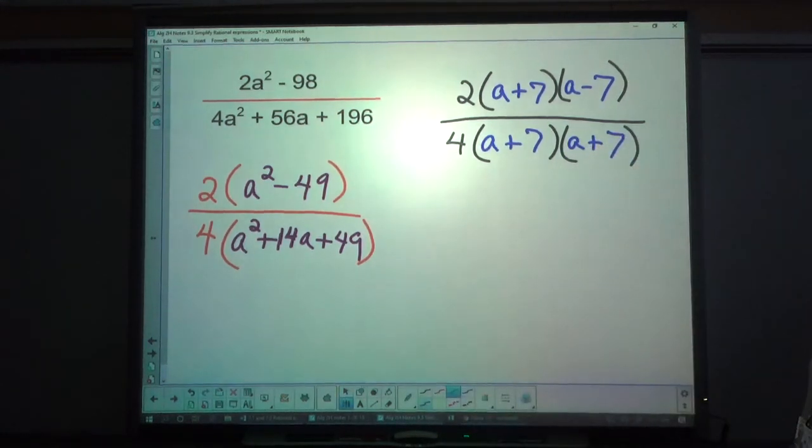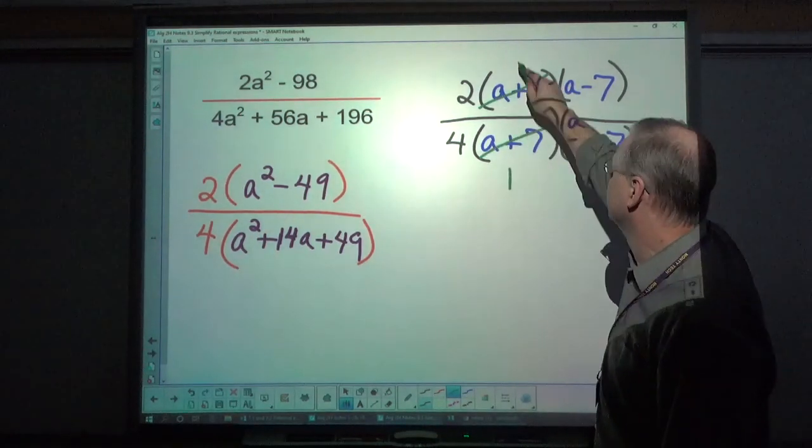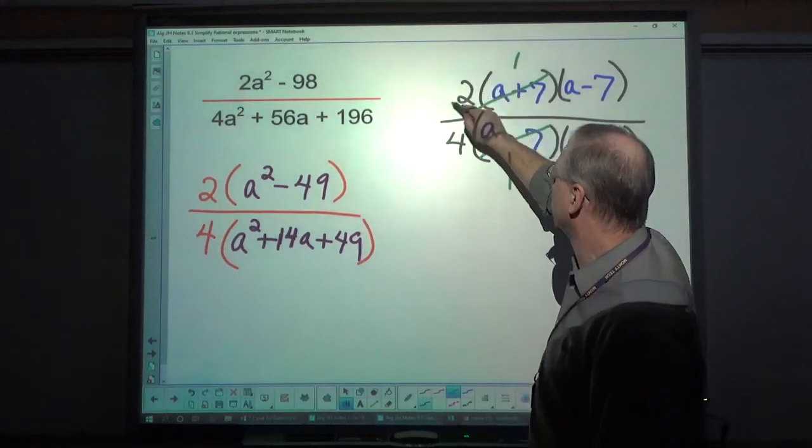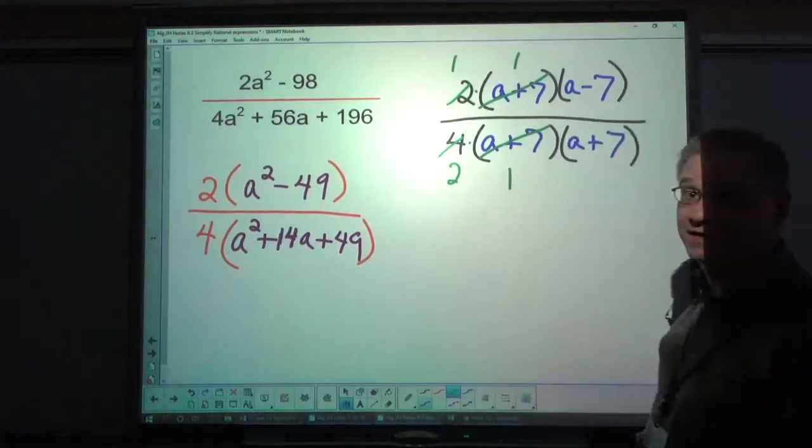Now I'm going to go ahead and reduce. I can reduce a plus 7 with a plus 7. I can reduce 2 and 4, because they're part of multiplication, not addition.